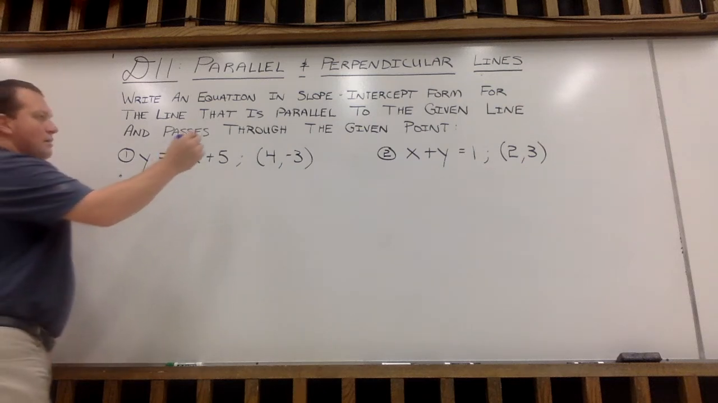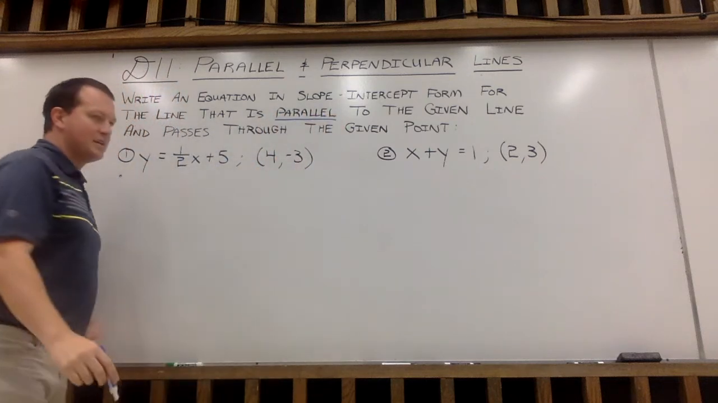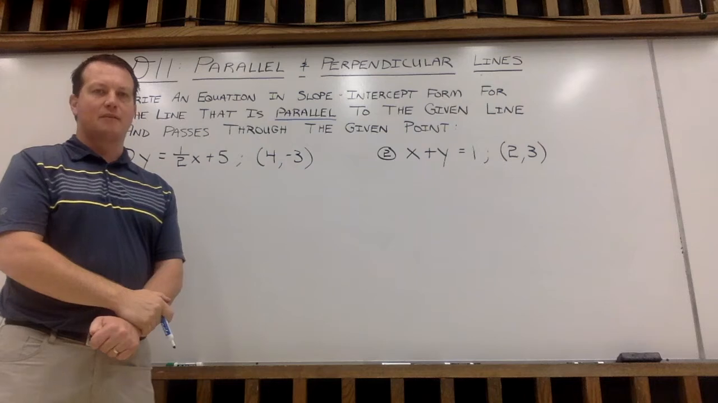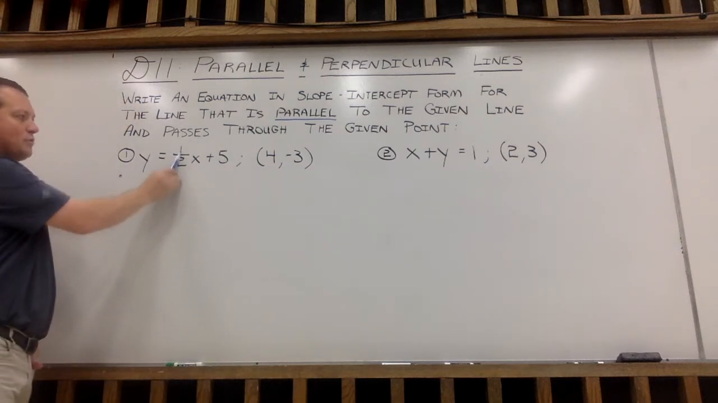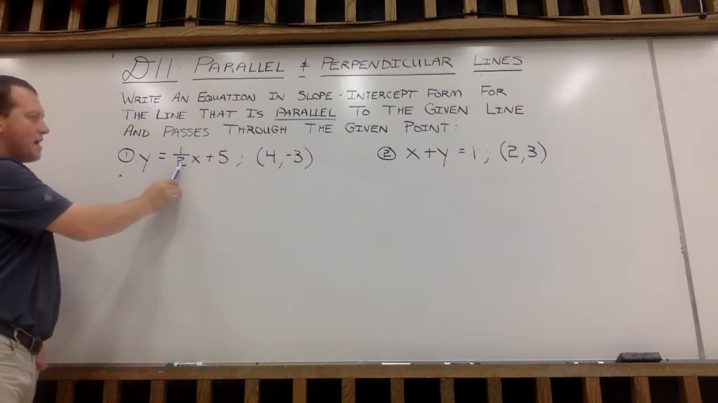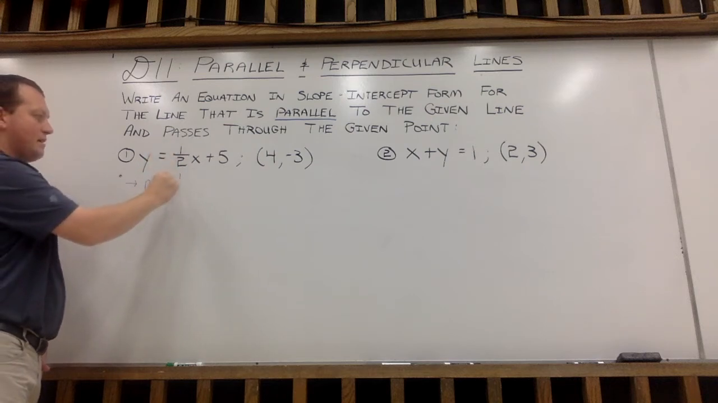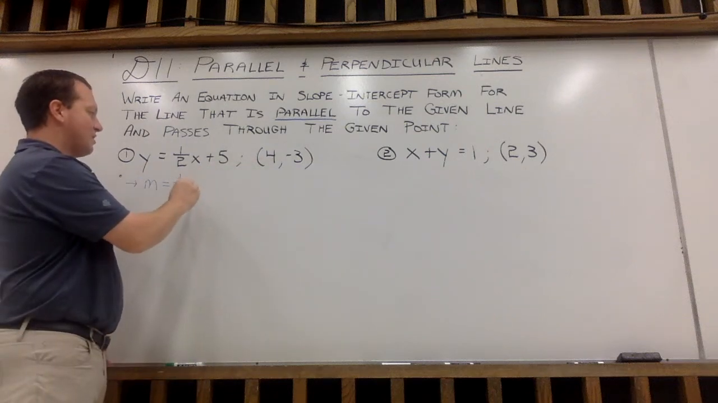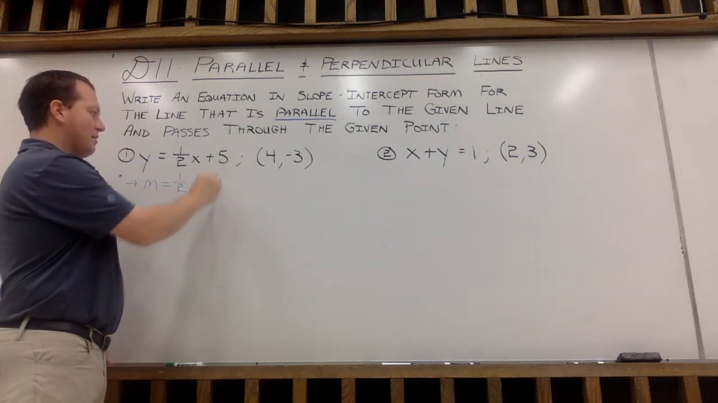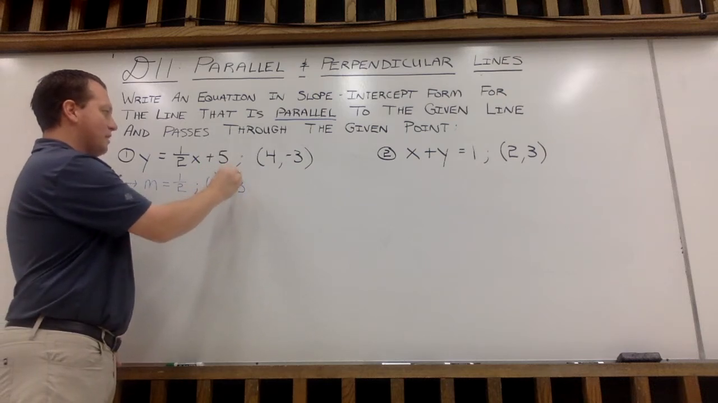So the key here that we are finding a line that's parallel to the given line indicates that the two lines need to have the same slope. So my given line has an m rise over run slope value of 1/2. So the slope of my new line has to be exactly the same. Oh, 1/2 is the same as 1/2. But now my line has to go through the ordered pair x is 4, y is negative 3.